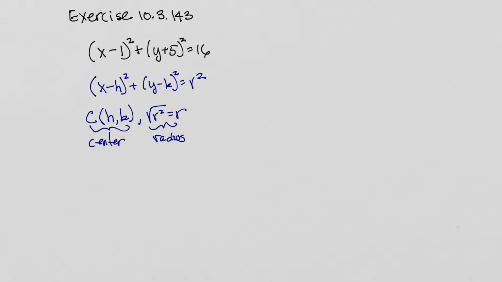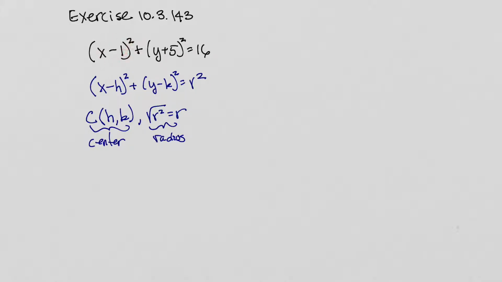Now, keep in mind from when we derived this in the last video, look at the form, x minus something. So whatever is subtracted, that's your h. Whatever is subtracted from y, that's the k. Or you can just think of it like this: whatever this is with a sign, take the opposite.